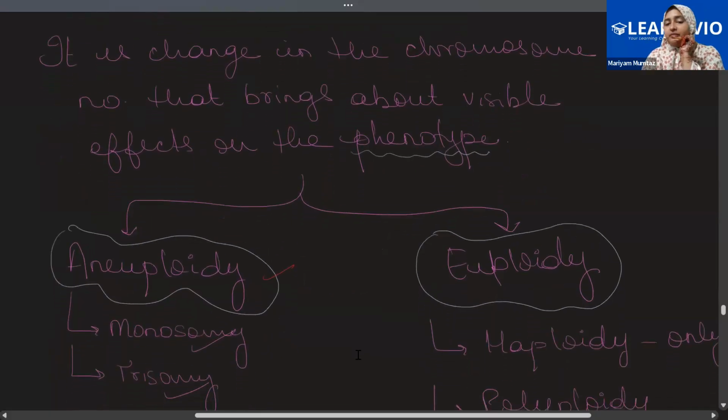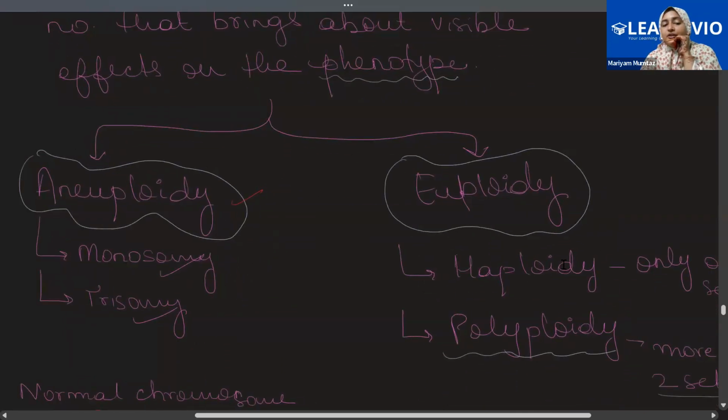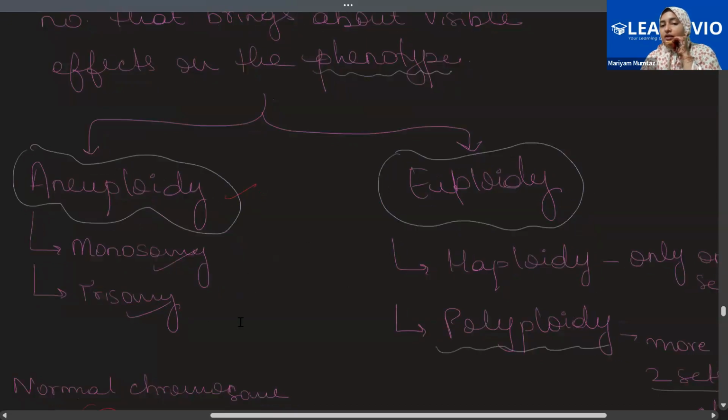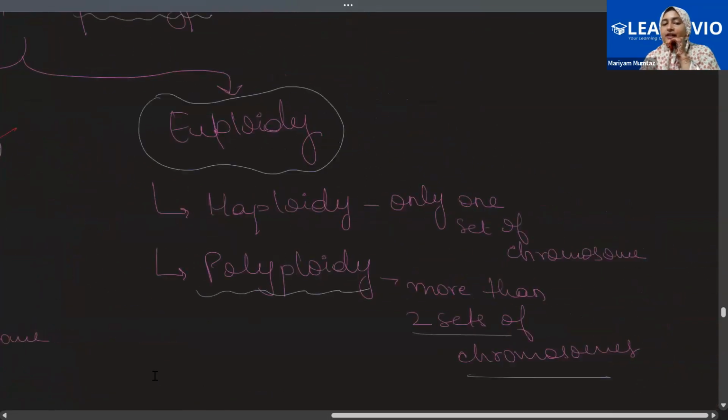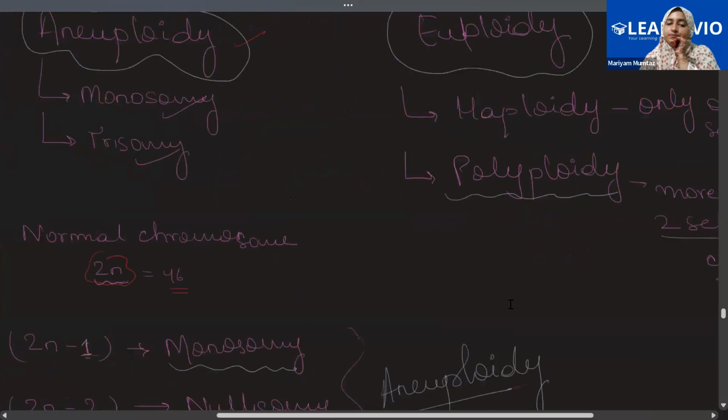Now, genomic mutation can be of two types. There is aneuploidy and then there is euploidy. Aneuploidy has two things, that is monosomy and trisomy. Euploidy has haploidy, diploidy and polyploidy, meaning haploidy is only one set of chromosomes, diploidy is two sets of chromosomes, and when more than two sets of chromosomes are present, we call it polyploidy.